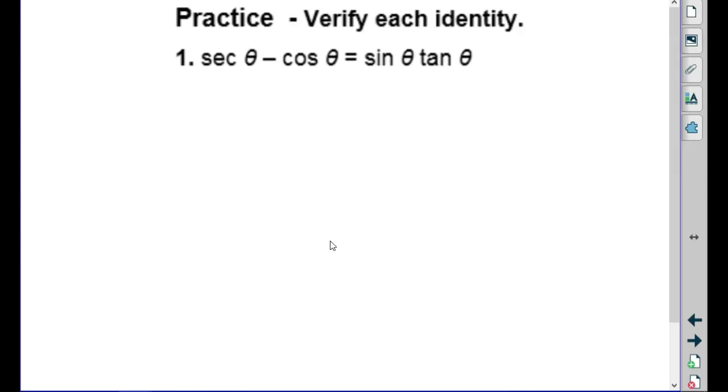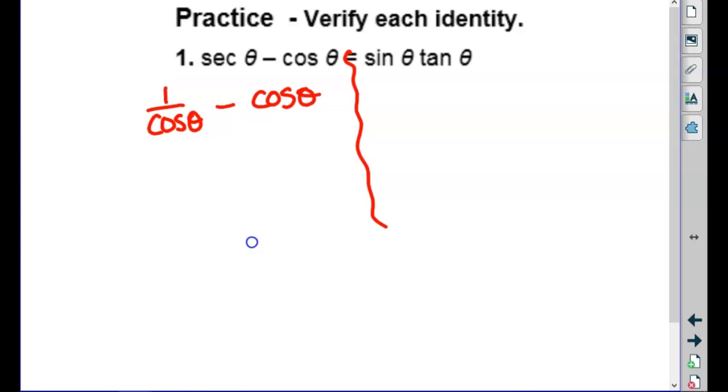Left side, right side? Okay, so let's work with the left. We're not going to mess with the right. What do you want to change secant to? 1 over cosine. Okay, so we have 1 over cosine minus cosine. I can follow that step. Then what do you want to try?